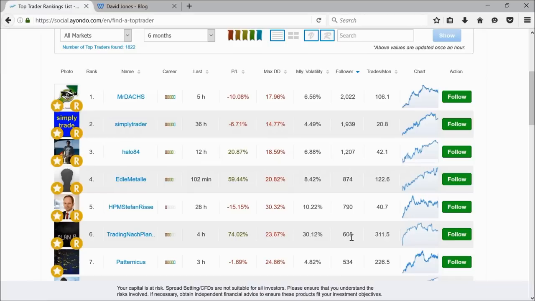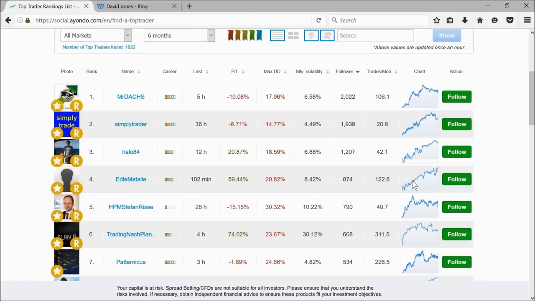Number of followers, this just shows how popular they are. Number of trades per month, so let's go back to that one there, Edel Metal. There you go, just over 122 on average a month. And for me, this is one of the most useful bits, is the chart. So this is the chart of their P&L over the period that we've picked.